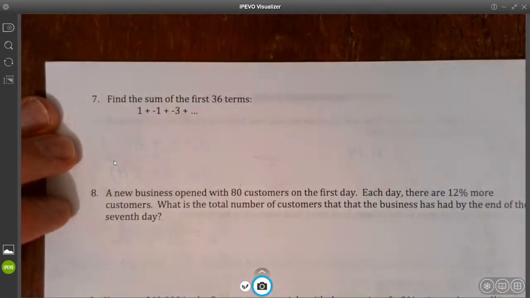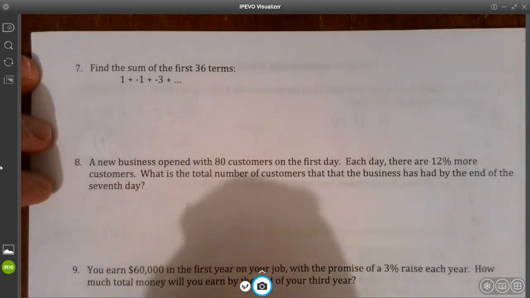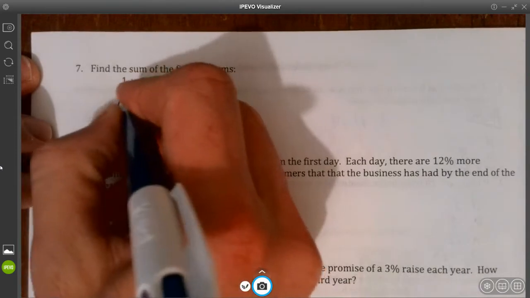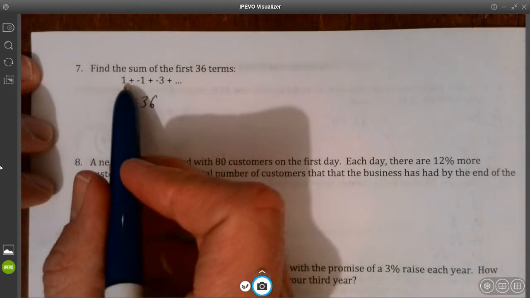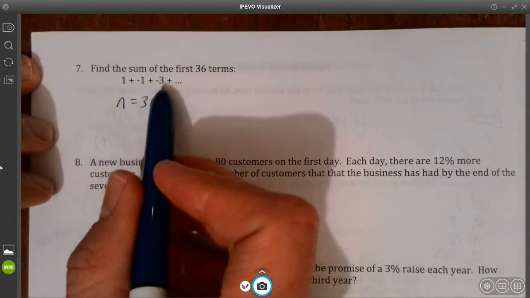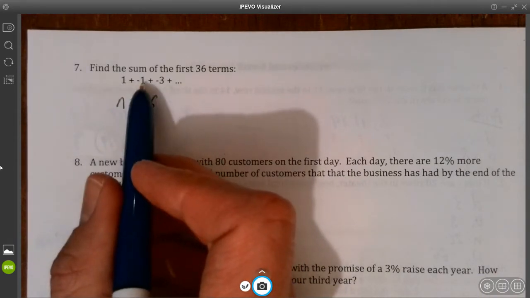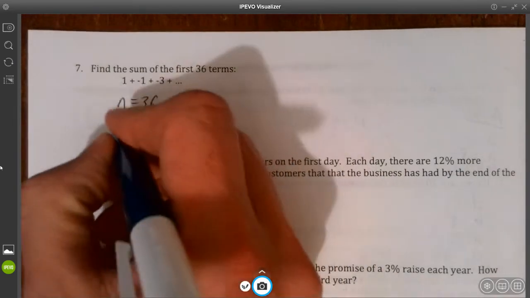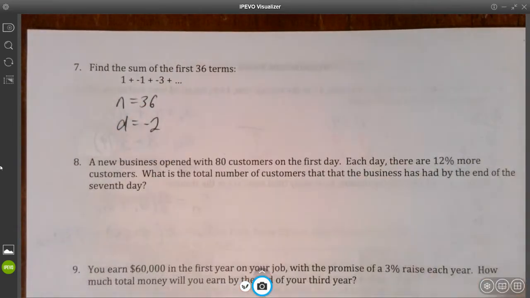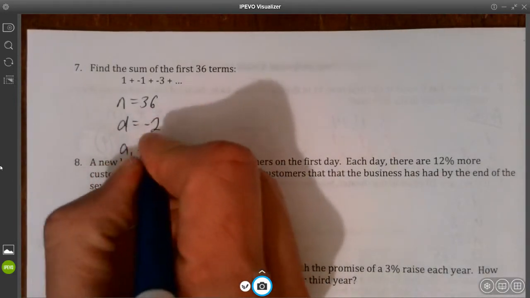Next 3 problems. We'll knock your socks off if you're wearing socks. Sum of the first 36 terms. Woo! Okay, well, let's just go ahead and go for the obvious. N is 36. 1 plus -1 plus -3. Okay, all right. How do I turn a 1 into a -1? I always try addition and subtraction first. So 1 minus 2 gives me -1. Minus 2 gives me -3. Oh, I'm subtracting 2 every time. So I'm adding a -2. And my first term is 1.